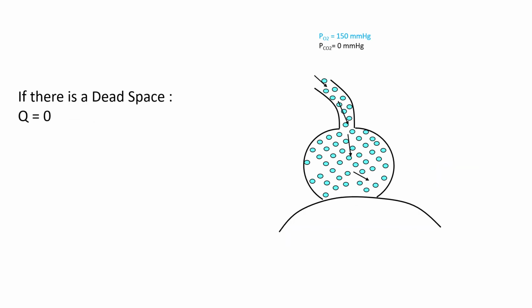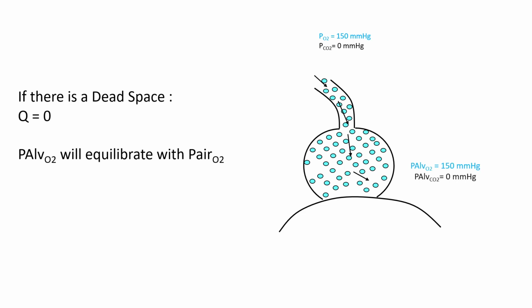If there's dead space, that means there is no perfusion, Q equals 0. The alveolar PO2 will equilibrate with the partial pressure of oxygen in the air, because the oxygen can come in, but it cannot really go out anywhere. So after a couple of breaths, the partial pressure of oxygen in the alveoli will mirror that of air.